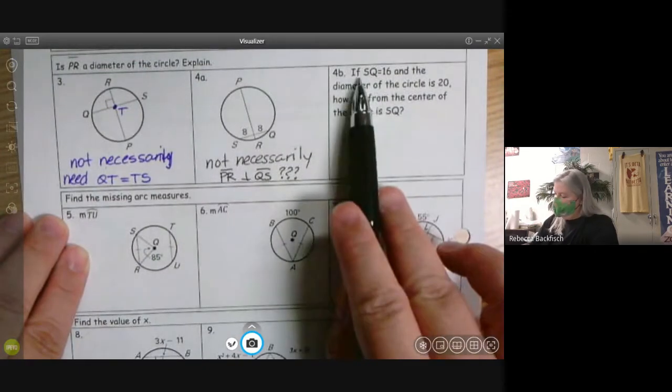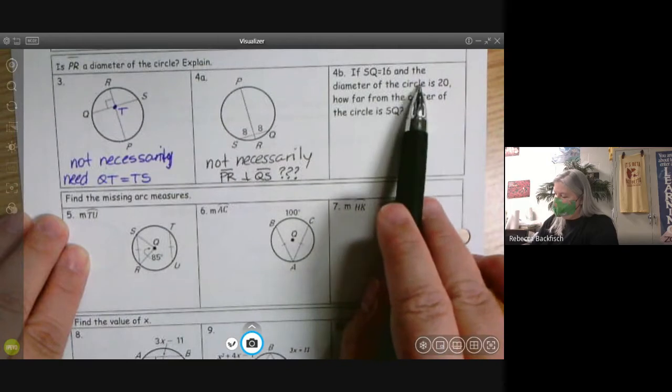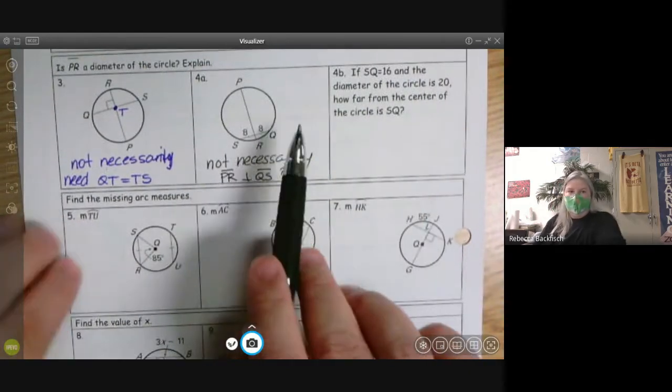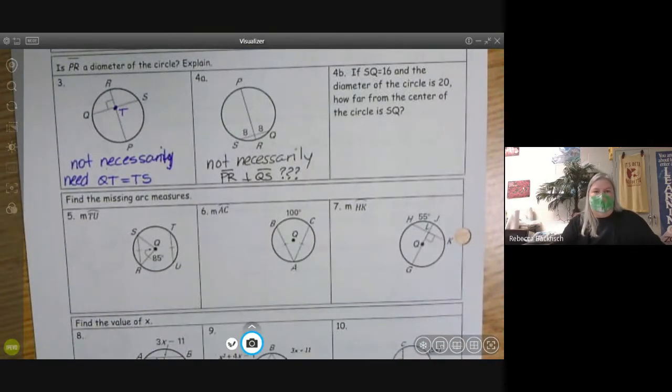For B, if SQ is 16 and the diameter of the circle is 20. So I guess we're assuming, no way. Yeah, okay, sorry. My computer popped up with a message that I thought was telling me that it was done recording. It's not. Cool. Okay.